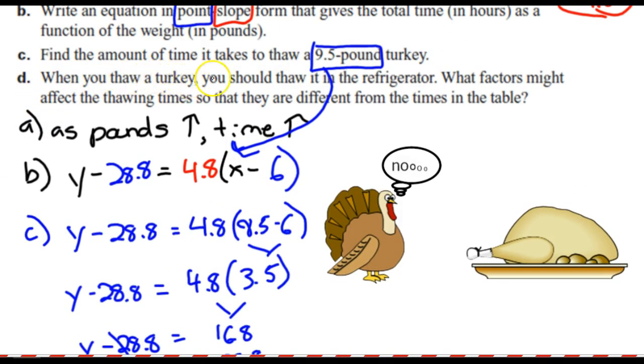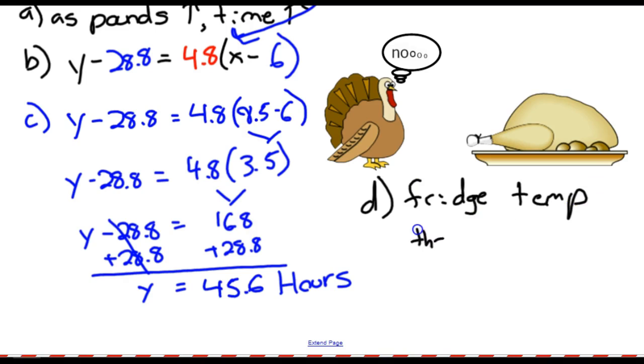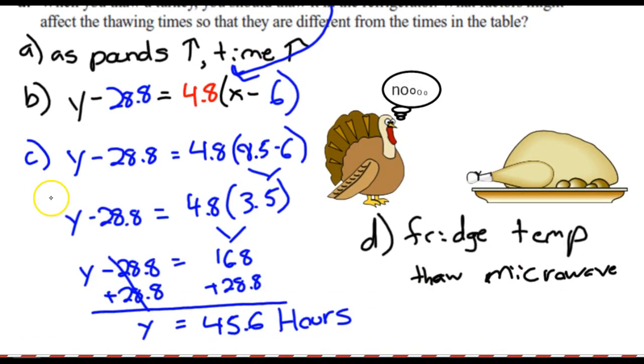Last part, it says, when you thaw a turkey, you should thaw it in the refrigerator. What factors might affect the thawing time so they're different from the times in the table? Well, some factors that could affect that could be your fridge temp, or if you thaw it in the microwave, or any other factors that you might have. Maybe your fridge breaks down and it thaws a lot faster than it should have. Any other factors you could think of.